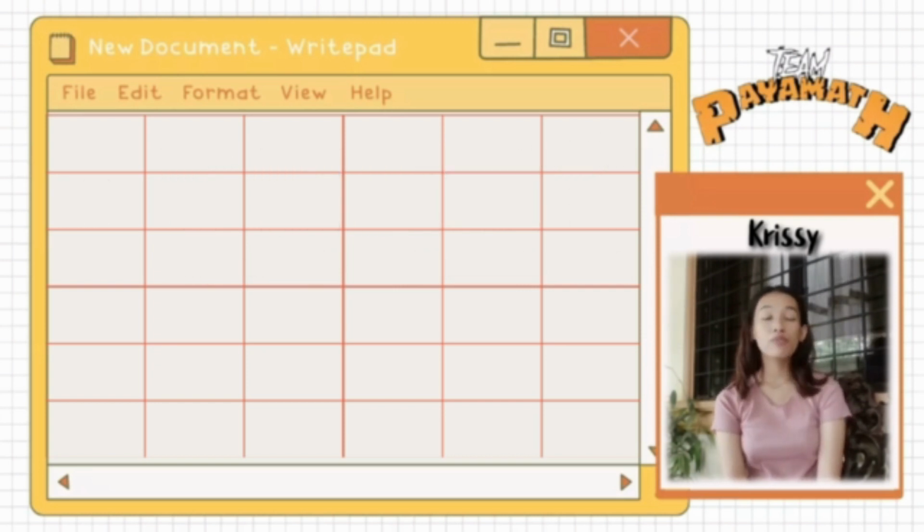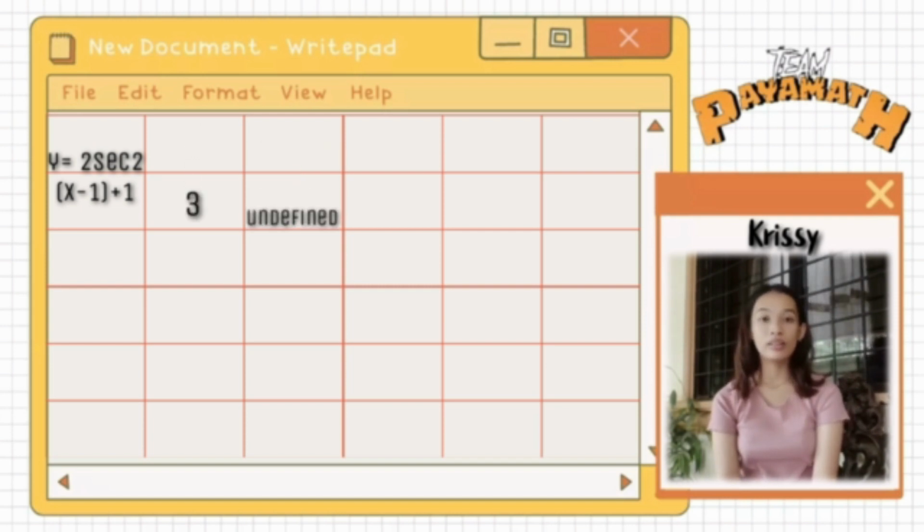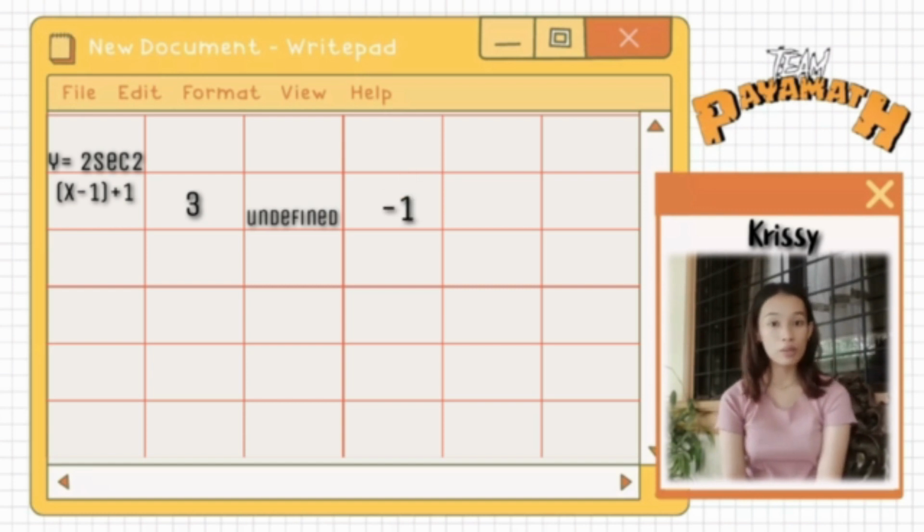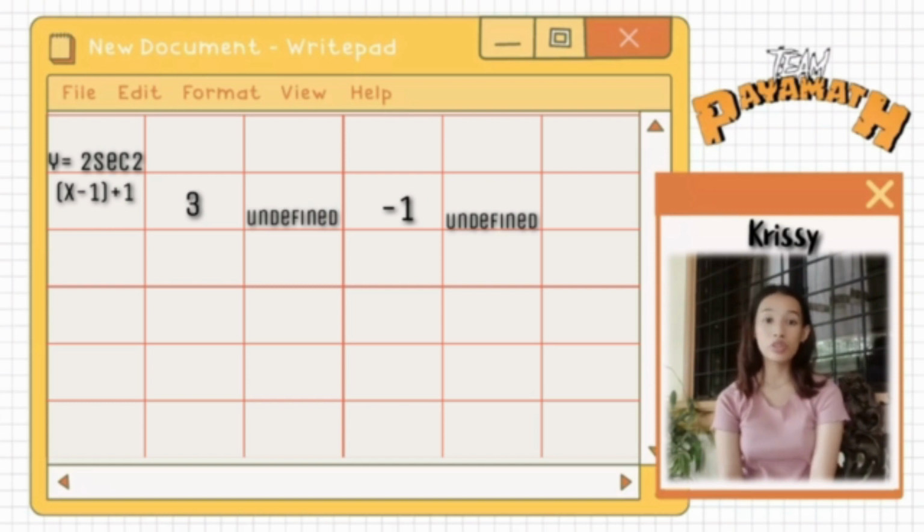To get the values for y, we will just substitute again. For the first value of y, we will get positive 3. The second one will be undefined, and those undefined values will serve as our asymptotes. For the third value of y, we will get negative 1. For the fourth value of y, we will get undefined again, so another asymptote will be drawn on the graph. And for the last value of y, we will have positive 3 again.